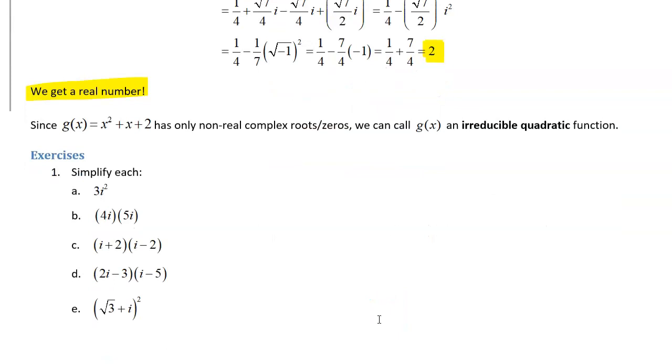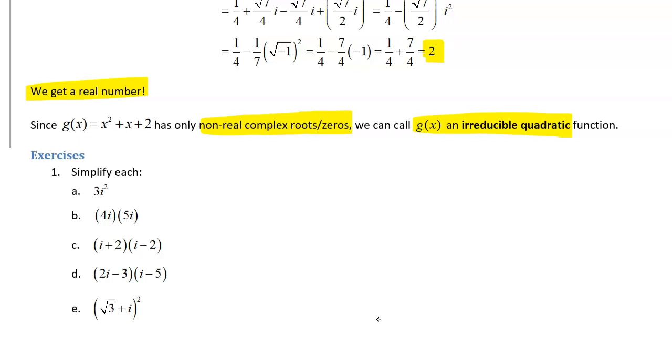The last piece of information I want to point out is this terminology here, where it says g of x is an irreducible quadratic function. It has non-real complex roots or zeros. You will see in WebAssign, in the lab manual, and in other videos, the words irreducible quadratic. That just means you're dealing with a type of quadratic function that has these non-real complex roots. So that's it for this video.